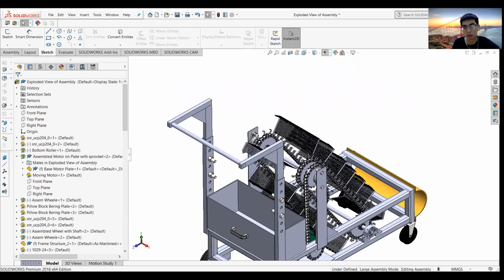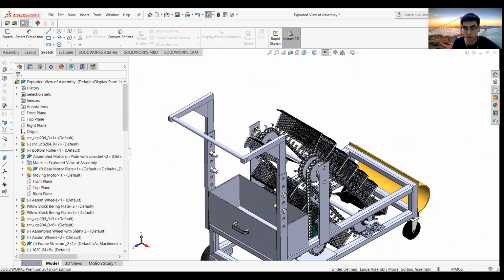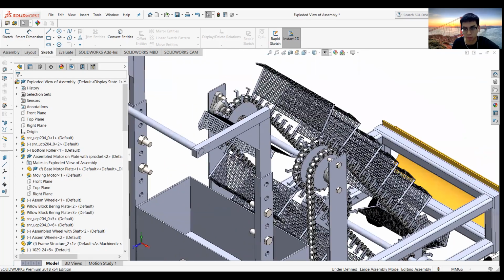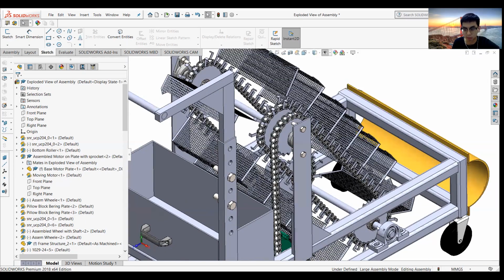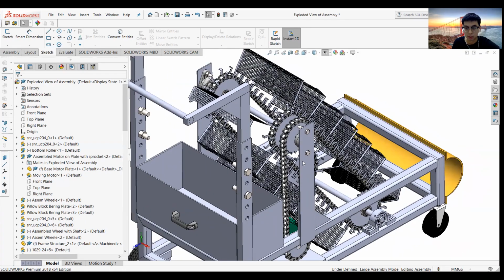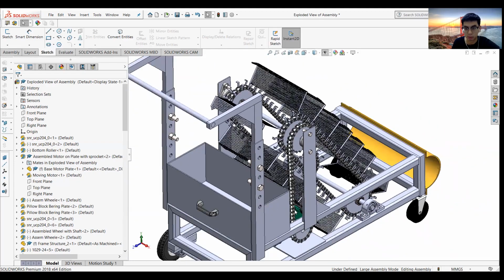Then we come to the conveying system of this machine. For this conveying system, there are two rollers. The first roller is a top roller, and the second roller is a bottom roller. The motor will drive the top roller, and the top roller will drive the bottom roller when this machine is working.